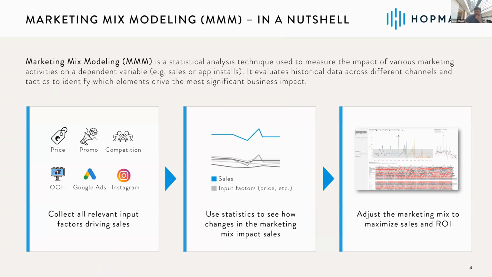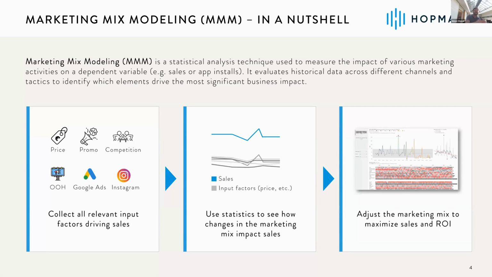So how is MMM doing this? What's the general idea behind it? First of all, it of course starts with a lot of data. One thing you have to pick is your dependent variable. Most of the time it's sales that you want to estimate or predict. It could also be other conversions, your leads, or app installs or things like that. That's the one thing that you have to collect.